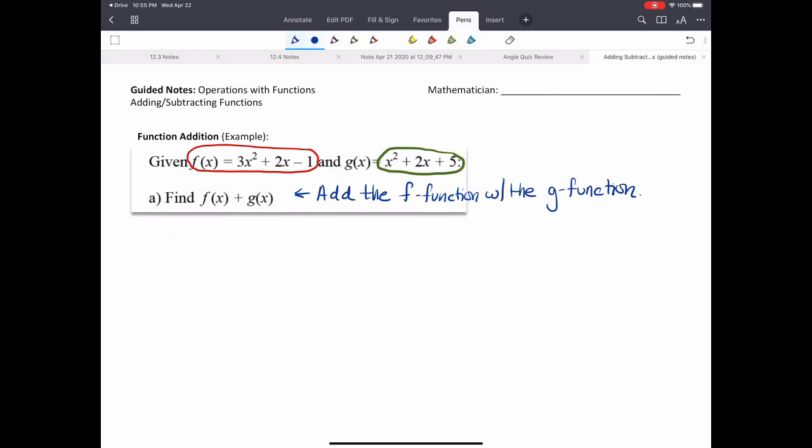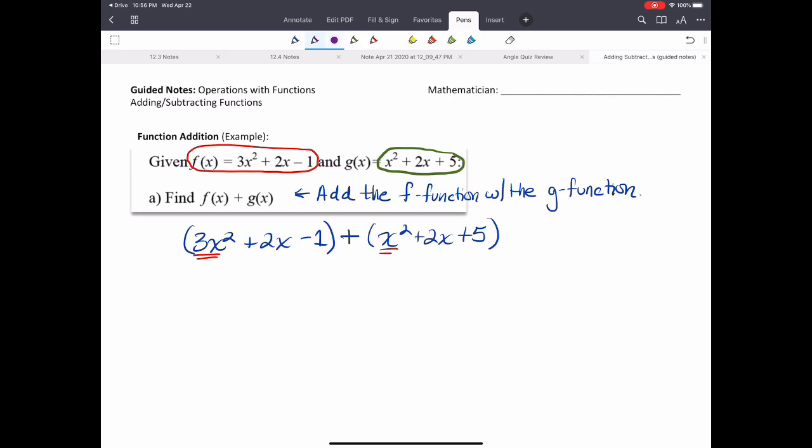So the f function is just 3x squared plus 2x minus 1. And if you want to use parentheses, you can. Actually, it's not a bad idea to use parentheses, because going into subtraction it's going to make more sense. And then we're going to add the g function, which is x squared plus 2x plus 5, both of which are quadratic functions, but that doesn't really matter right now.